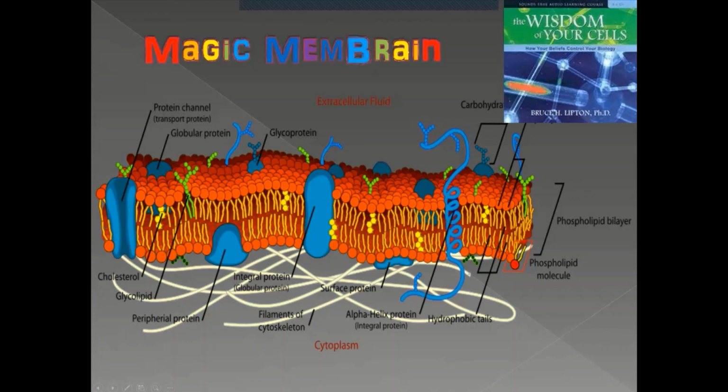Anyway, doesn't matter if you believe me or not. These little yellow things, those are cholesterol. Every cell membrane has it. These greens are the glycolipids that are little flags, and the big blue guys are the proteins.